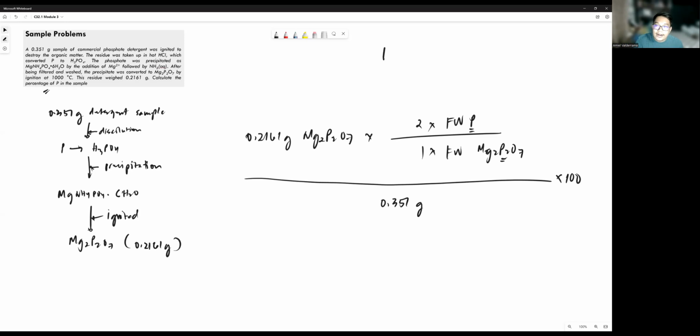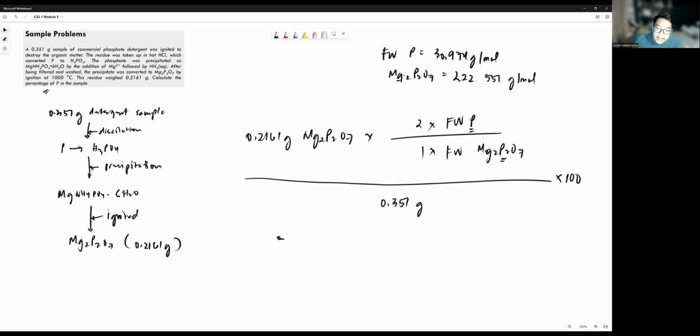So for your reference, the formula weight of phosphorus is equal to 30.974 grams per mole. And the formula weight of Mg2P2O7 is equal to 222.551 grams per mole.